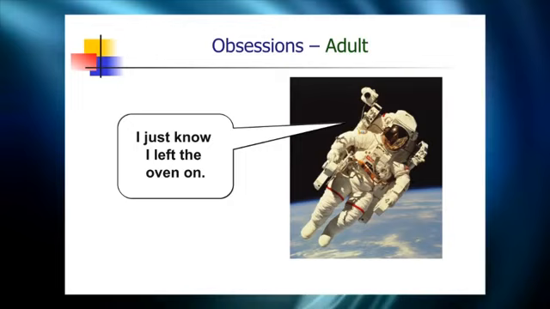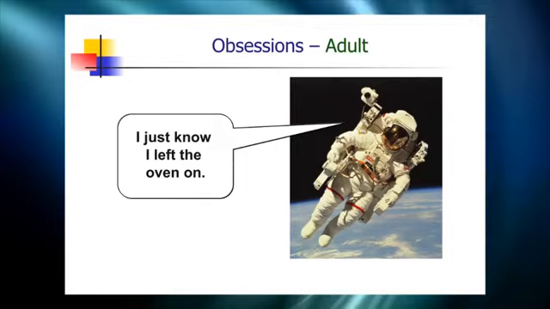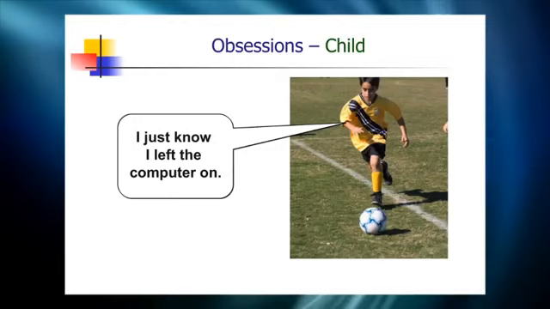So here's a typical example of an obsession: I just know I left the oven on. It's an unwanted, intrusive, kind of ridiculous thought sometimes that can be very upsetting. OCD is very similar in adults and children, probably more so than most other disorders. It looks pretty similar across the age span, so this would be the corresponding obsession in a child.